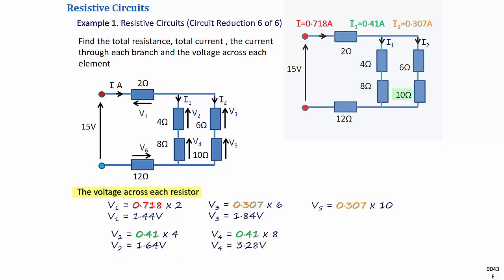V5, the voltage across the 10 ohm resistor, equals 0.307 times 10, which equals 3.07 volts. And finally, V6, the voltage across the 12 ohm resistor, equals 0.718 times 12, which equals 8.62 volts.